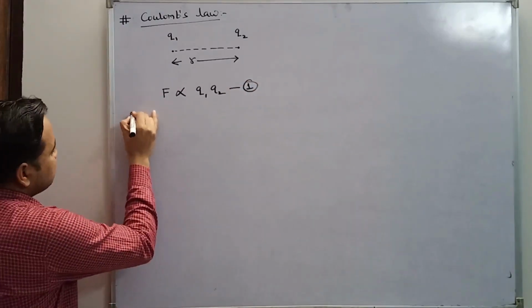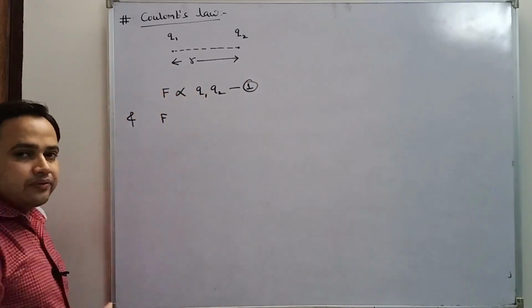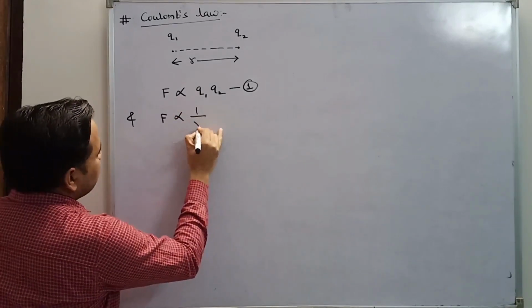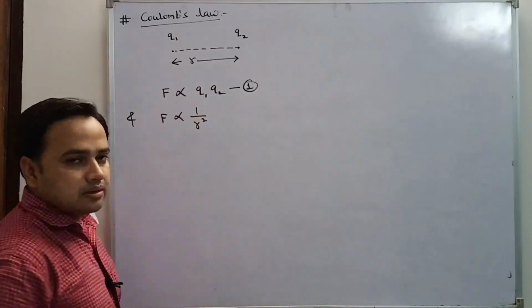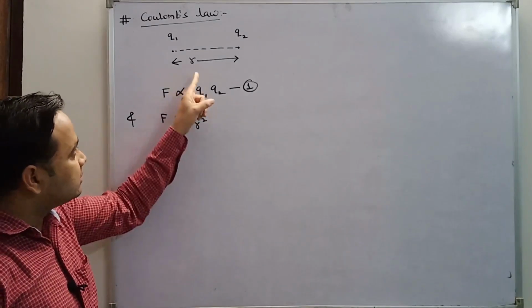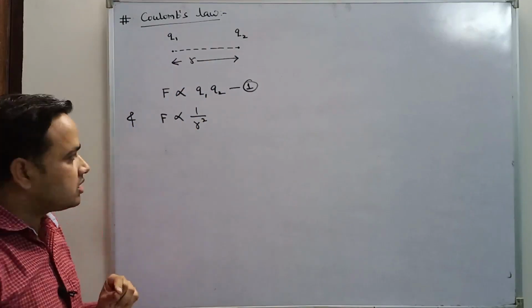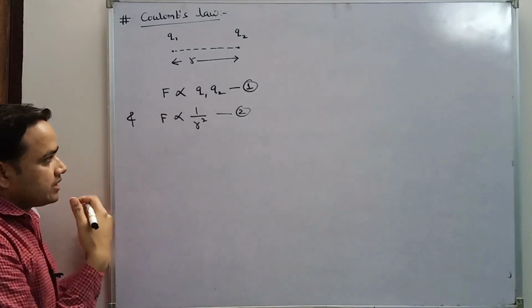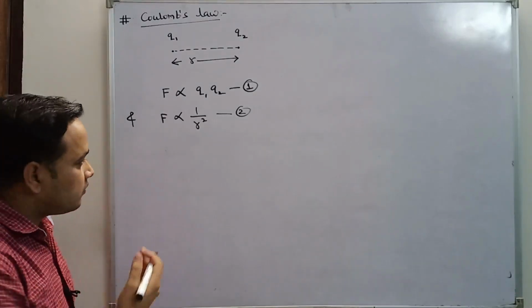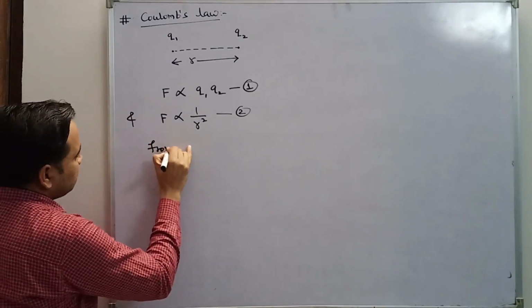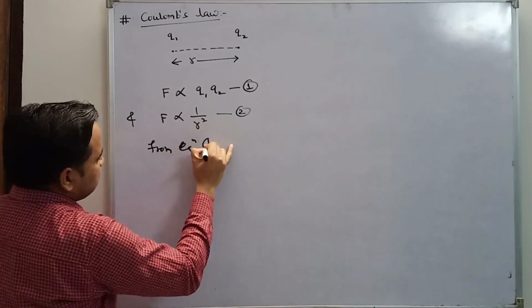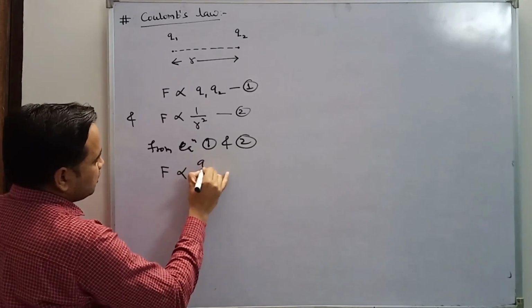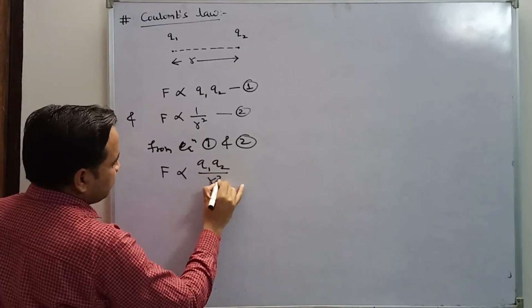Similarly, this force, you can say electric force, is inversely proportional to r square. It's inversely proportional to the square of the distance between these two charges. So it is F proportional to 1 upon r square. If we combine these two equations, equation 1 and 2, it can be written as F is proportional to Q1 Q2 upon r square.